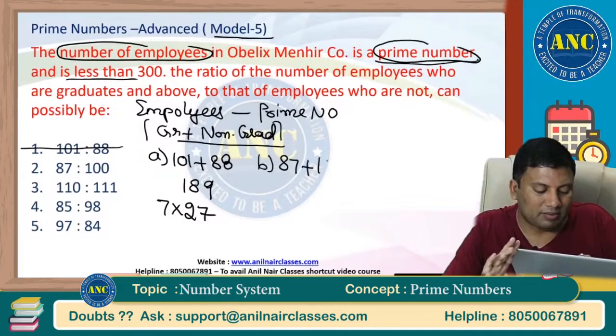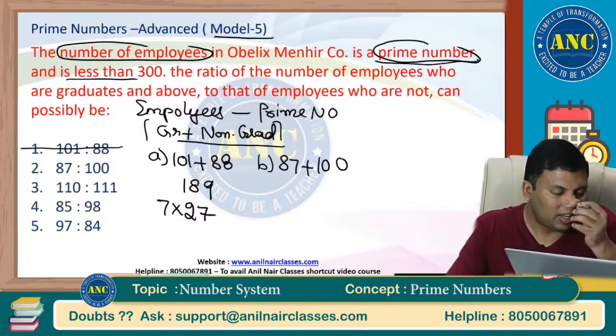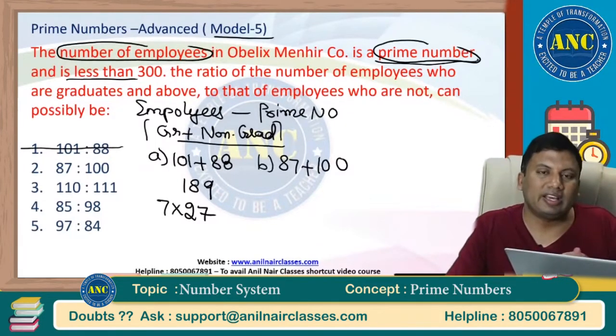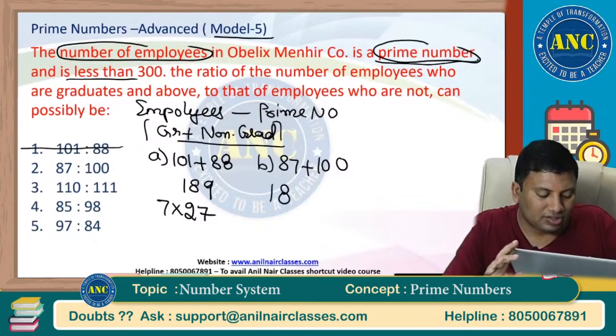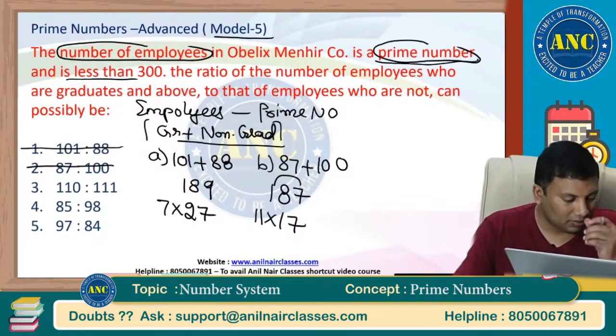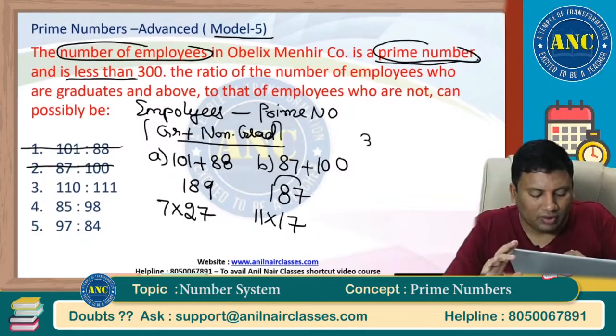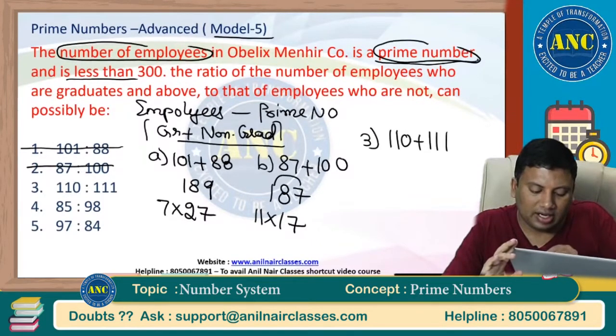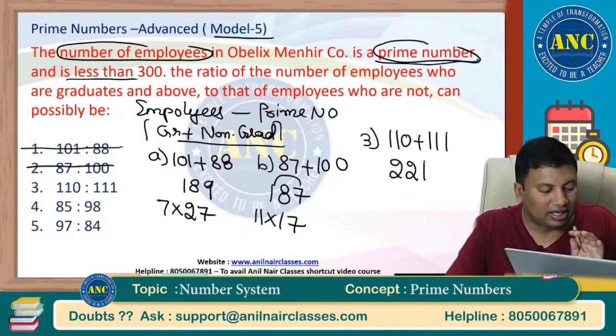Next, taking the lowest, 87k plus 100k, but we are taking k value 1. It is 187. 7 plus 1 is 8. The answer is divisible by 11. So these are out. Next one. Third one, 110 plus 111, these are 221, we'll keep it aside.